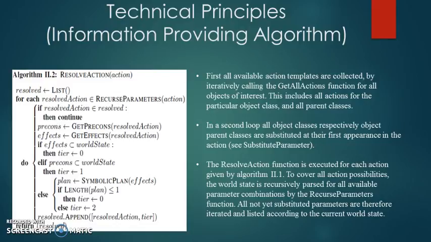In the second loop, all object classes, respectively object parent classes, are substituted at their first appearance in the action. See substitute parameter. The resolve action function is executed for each action given by algorithm 2.1. To cover all action possibilities, the world state is recursively passed for all available parameter combinations by the recurse parameter function. All not yet substituted parameters are therefore iterated and listed according to the current world state.